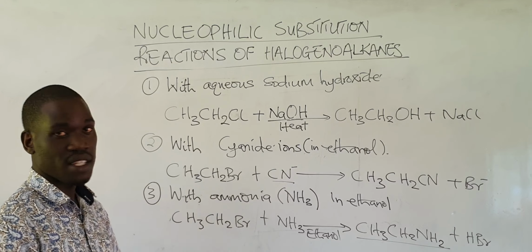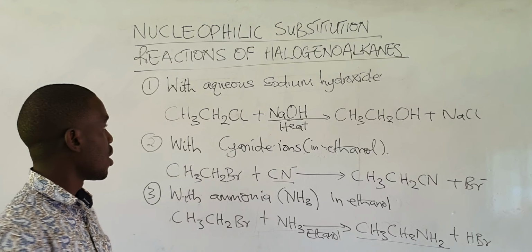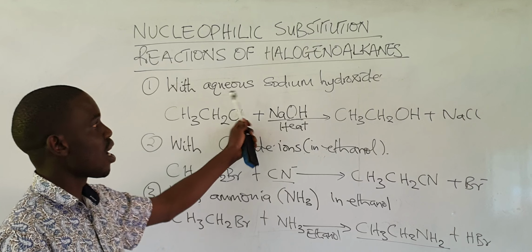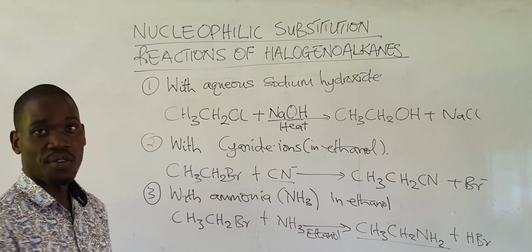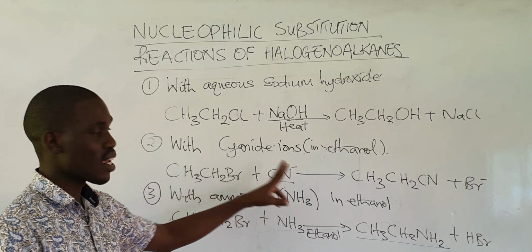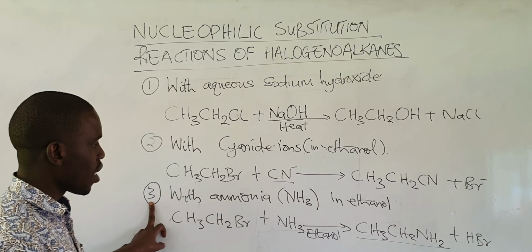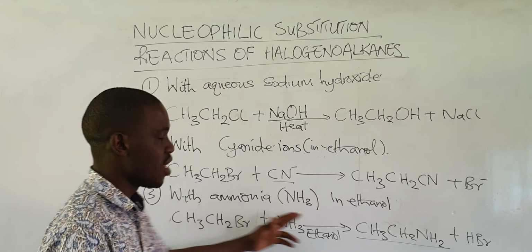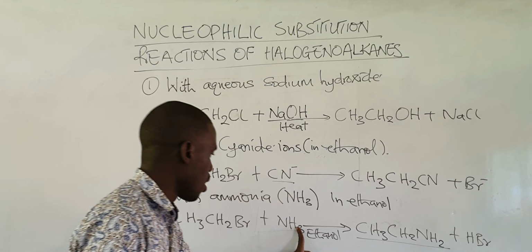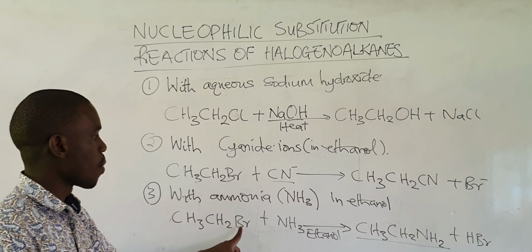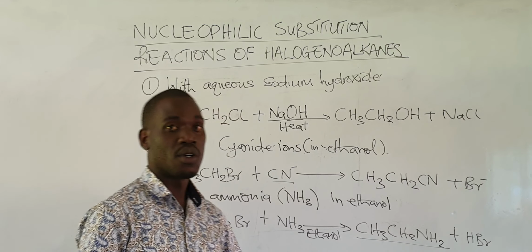This summarizes our nucleophilic substitution reactions of halogenoalkanes. The first one is with the aqueous sodium hydroxide solution, and the second nucleophilic substitution reaction is with the cyanide ions, and you form that one. The third one is with the ammonia in ethanol. And what do you form? The ammonia is substituting bromine, and you get aminoethane.